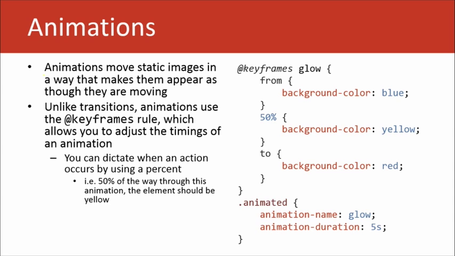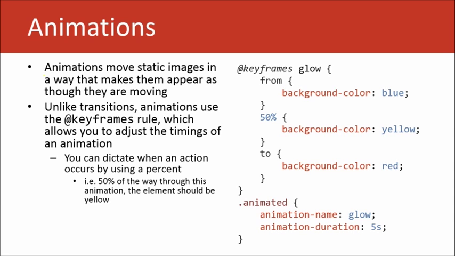All right, so next, let's talk about animations. Transitions are static. It happens. A user might not be knowledgeable of it. Animations, on the other hand, make elements on a page appear as though they're moving. And so unlike transitions, we've actually got to implement a rule here called the keyframes rule. And that allows you to adjust the timing of an animation.